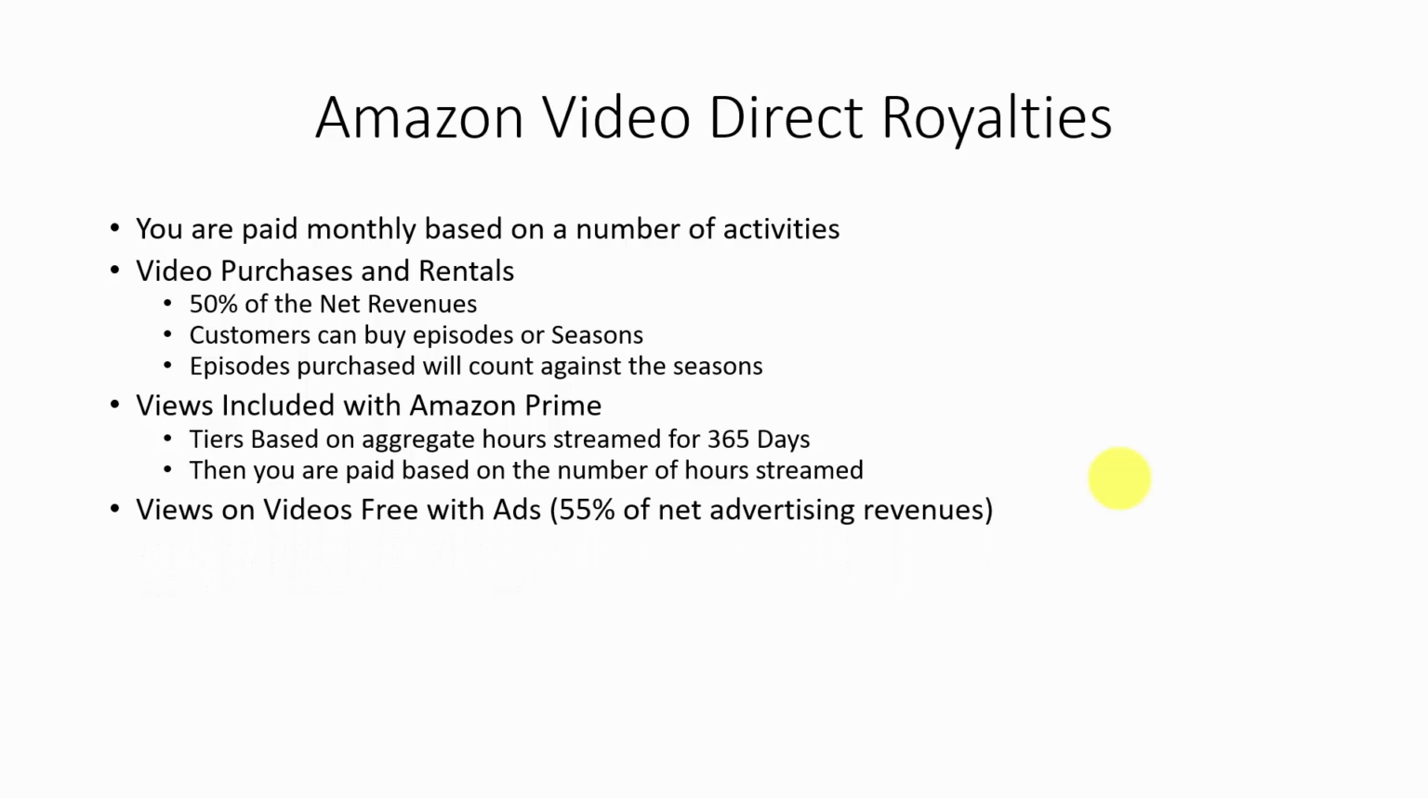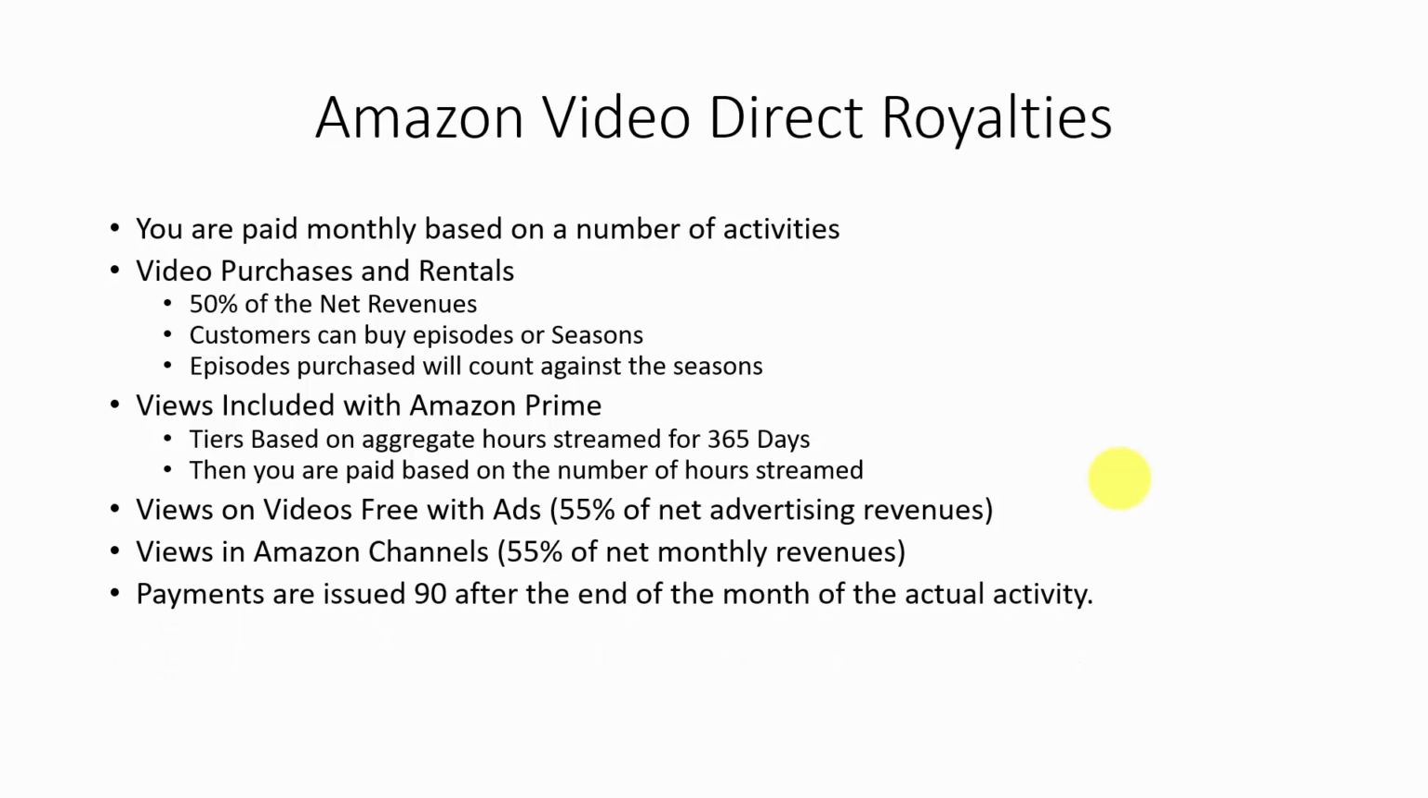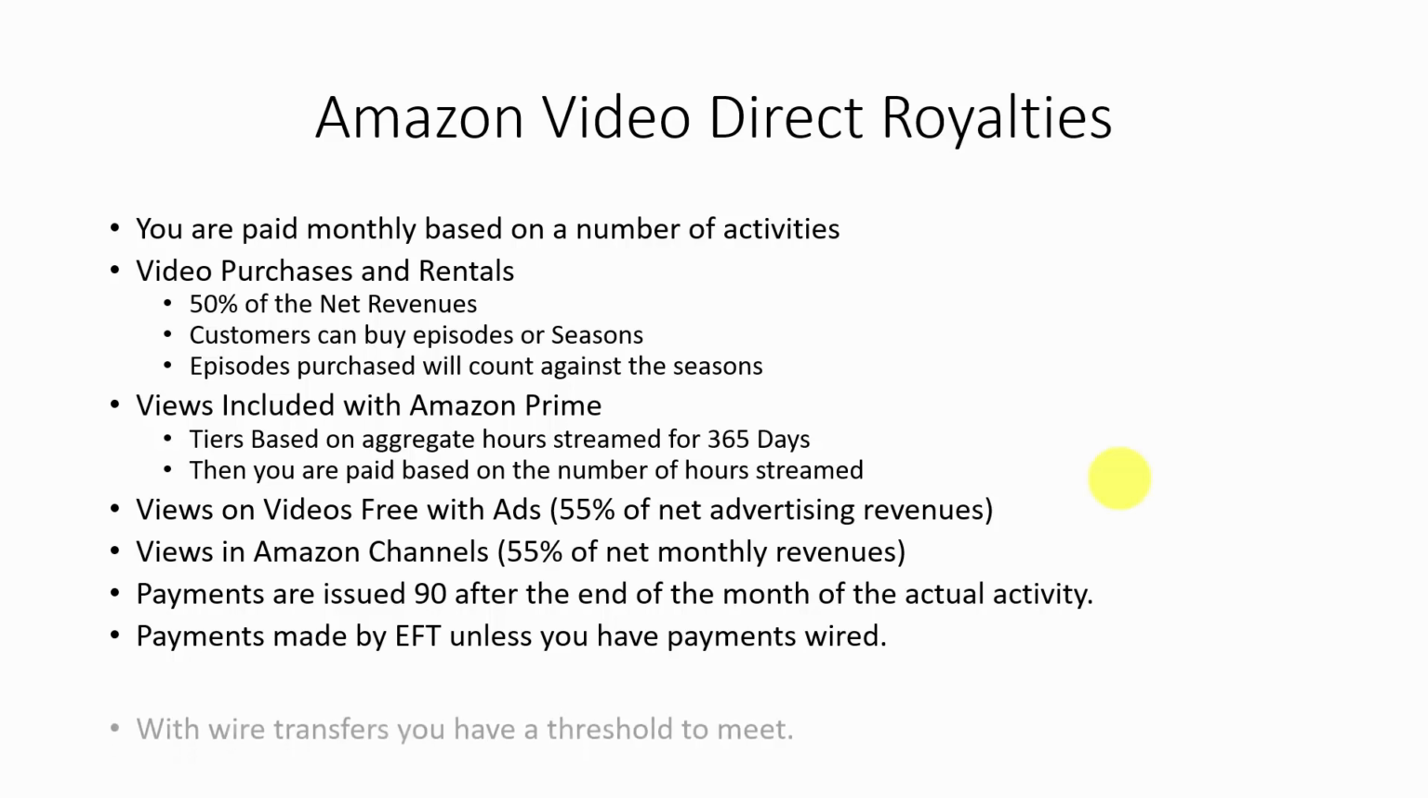You're also going to be paid 55% of the net advertising revenue of individuals who've chosen to watch videos free but to have ads associated with them. You'll also be paid 55% of net monthly revenues of individuals who are watching your videos through Amazon channels. When that happens, payments are going to be issued 90 days after the end of the month after the activity occurs. Payments are going to be made to the bank account that you've already set up unless you choose to have payments wire transferred.